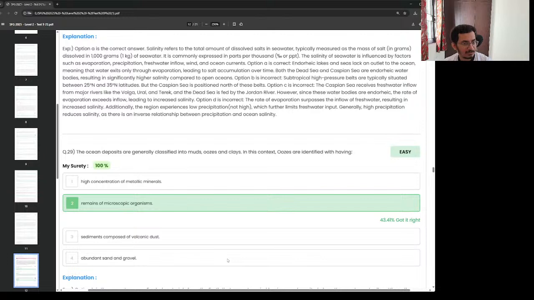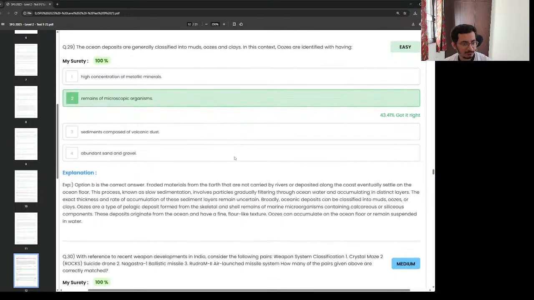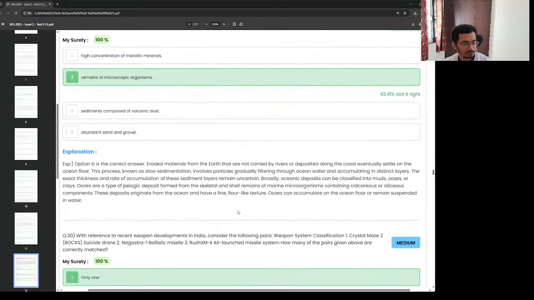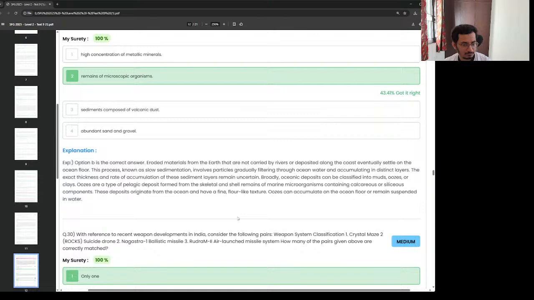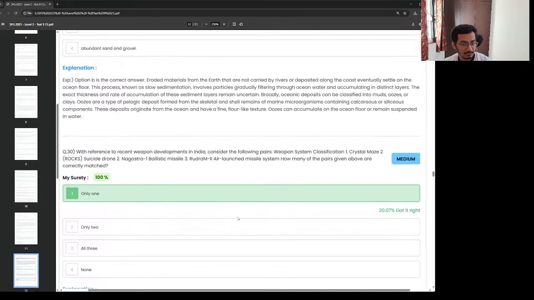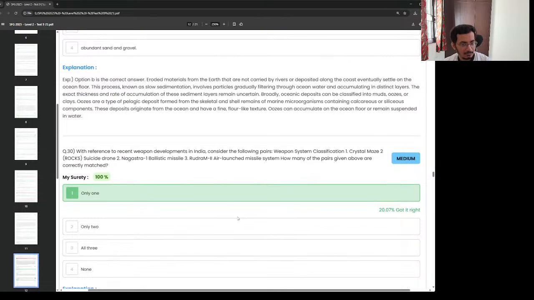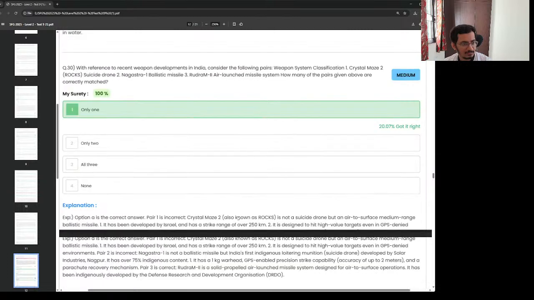Ocean deposits are generally classified into mud, oozes, and clay. Yeah, ooze is the organic one, clay is the very fine one, and mud contains water. Slow sedimentation. Yeah, this is something. I thought that these two products were incorrectly matched.